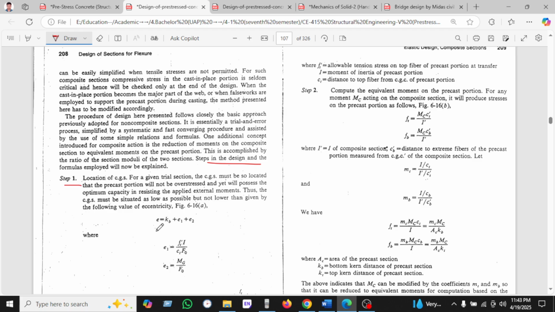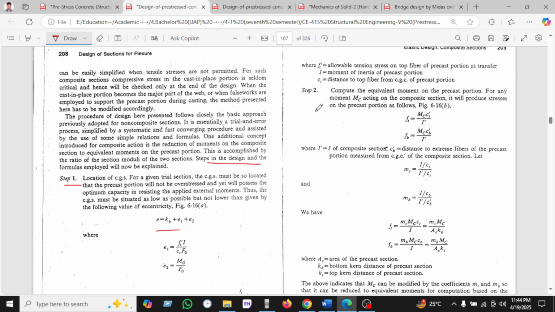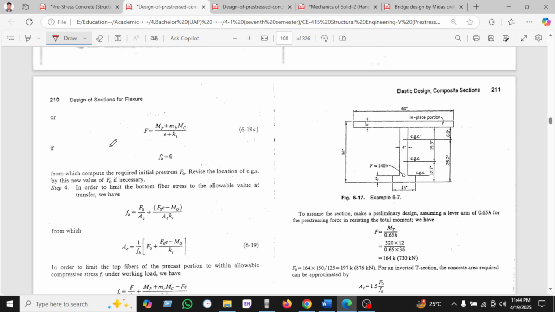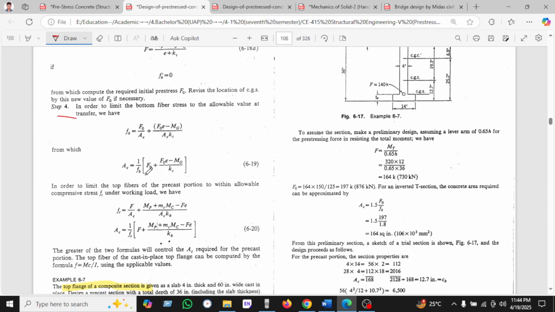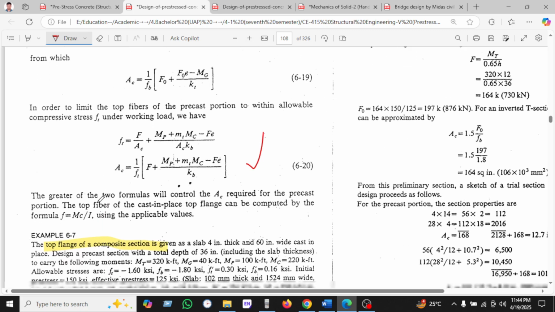The first step here is the elastic design of the composite section. We see the precast portion's stress distribution at transfer here, and the composite section's stress distribution under working load. Then the stress diagram will be like this. Step 2 uses this formula, step 3 as usual uses this formula, and the final step 4 uses this formula. Okay, so let's see an example, then it will be easy.